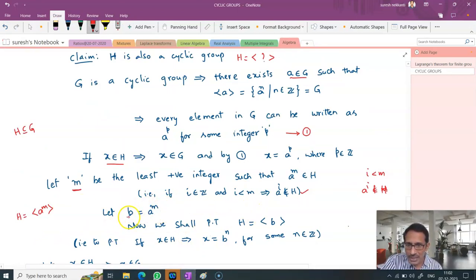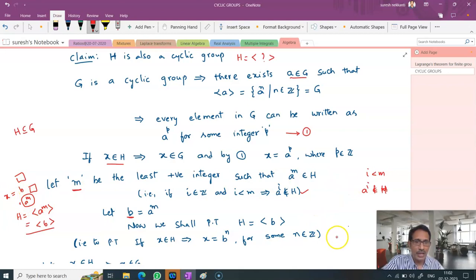So let us name this as B, for simplicity. So now what we will prove is H is generated by B. Means what? You take any element of H, say x. Now this x can be written as B to the power of something. What is B? B is nothing but A^m. So (A^m) to the power of something. That is what you are going to prove.